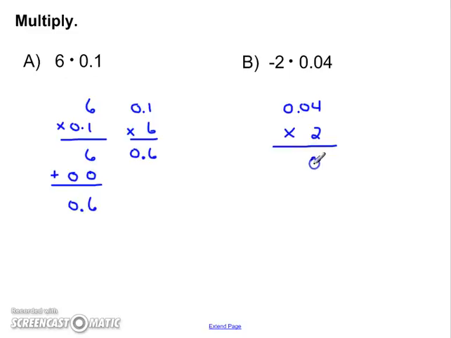2 times 4 is 8. 2 times 0 is 0. 2 times 0 is 0. And 2 decimal places in my problem, so I will go down here 2 decimal places in my answer, and then a negative. Now this 0 in front is not required. We do not have to have zeros in front of decimals to complete the number, although they're nice in many cases. But the negative in this case is required.